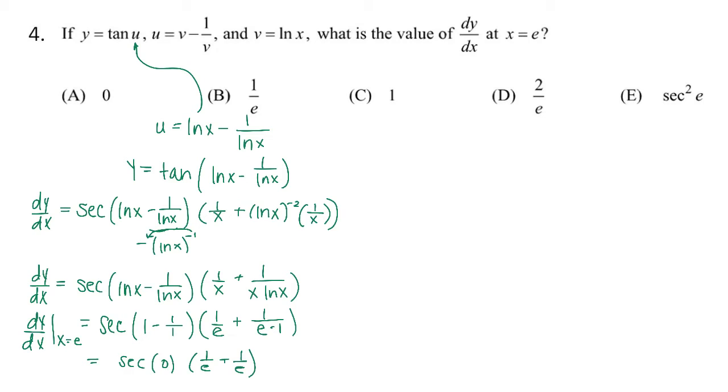So secant of 0, I'm pretty sure most days is 1. And so I have 1 times 1 over e plus 1 over e. Thank goodness we have a common denominator. So that's going to be 1 times 2 over e. And I think we found the answer here. It is going to be, drum roll, D. Yay!